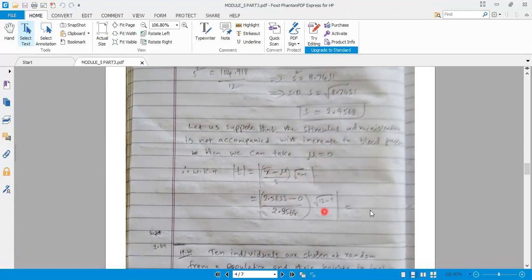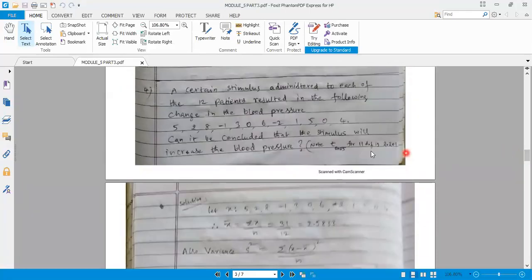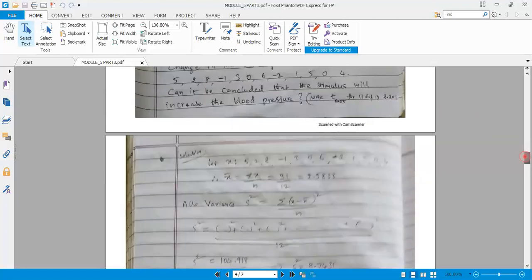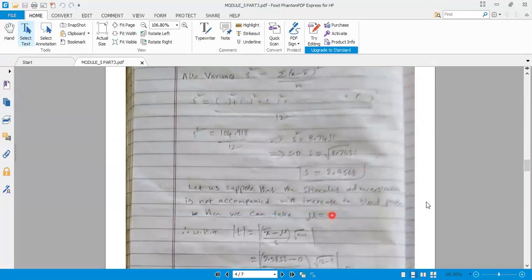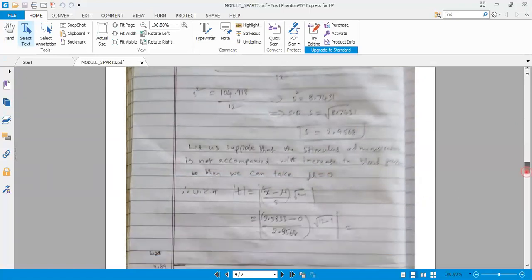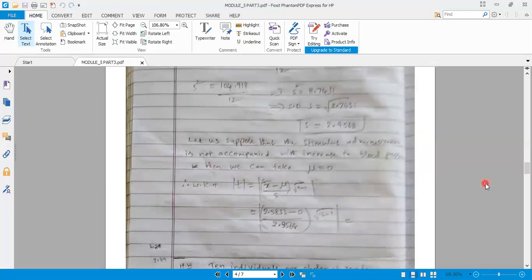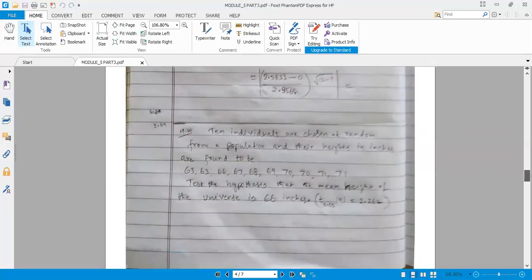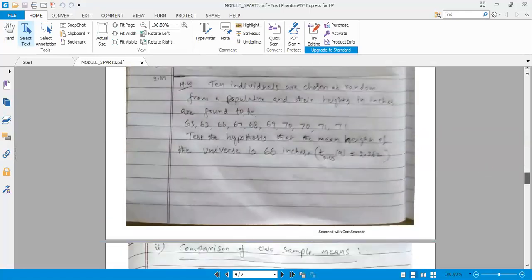So after calculation, it is found to be 0.22, which is clearly less than the table value. 2.2 is given. So the calculated value is around 0.6 something. So we are going to accept the hypothesis. The same way you complete this problem yourself.